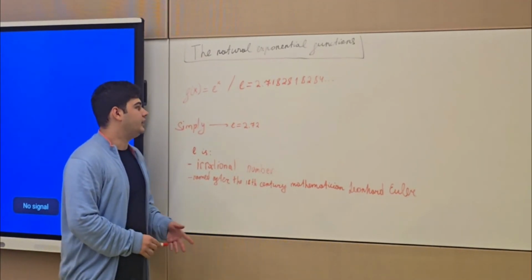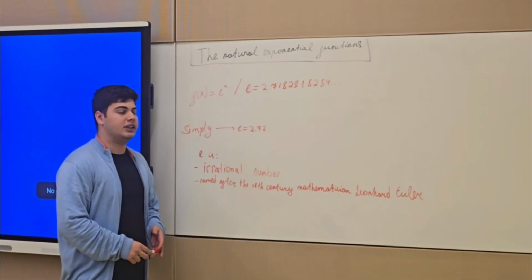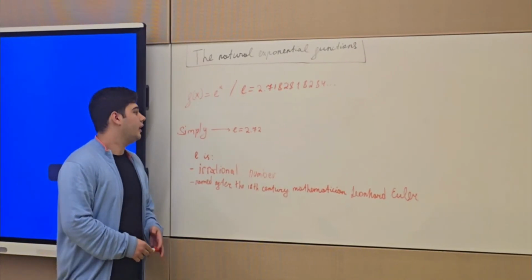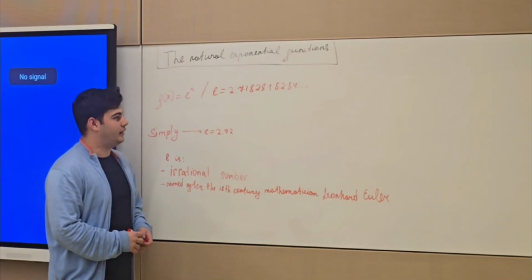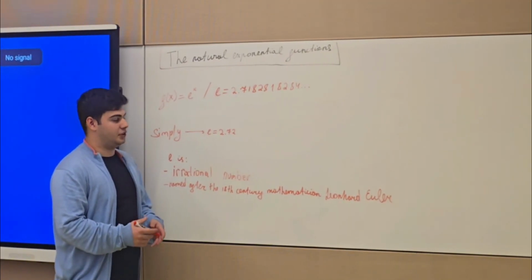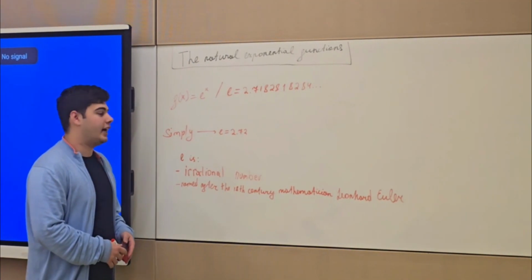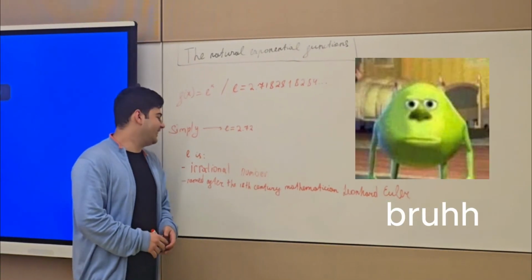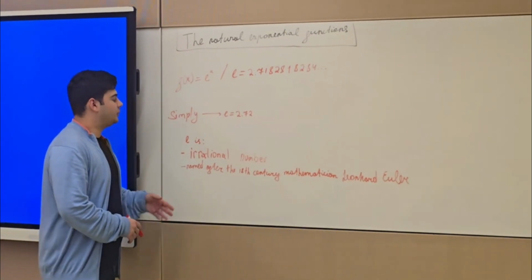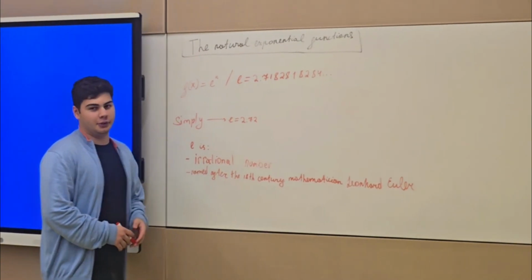In math, e is one of the most important numbers, considered as one of the five most important numbers, and is infinite. We can express it as 2.71828182845 and so on, but simply we express it as 2.72.